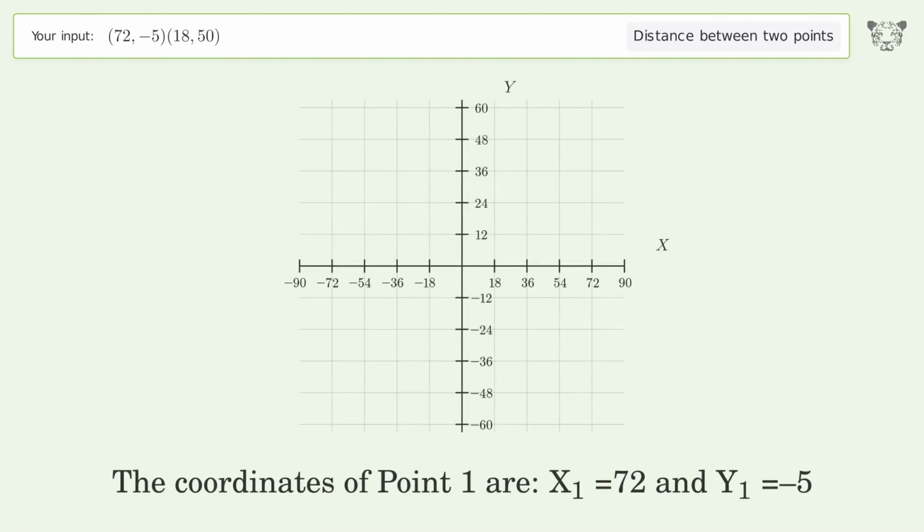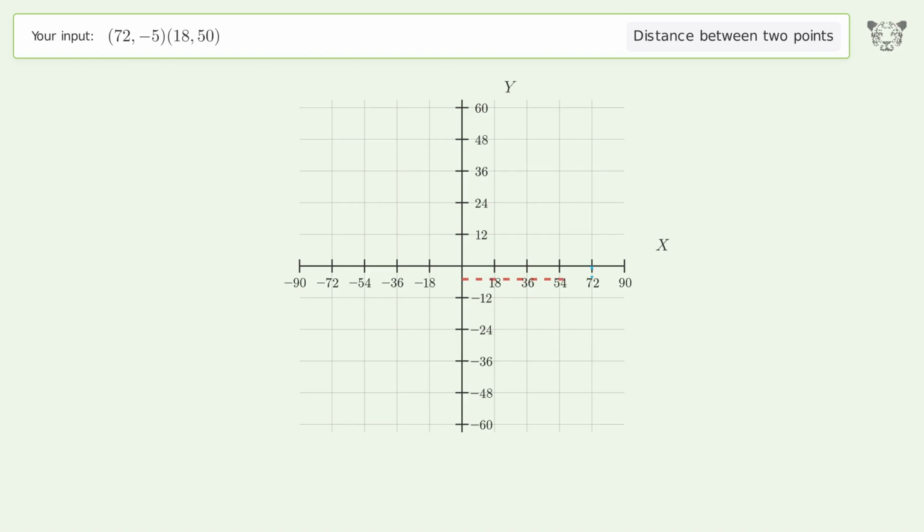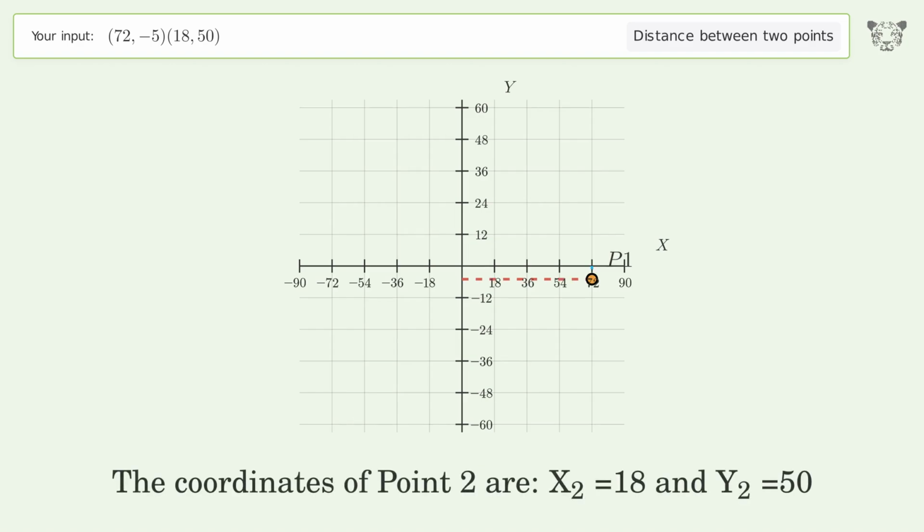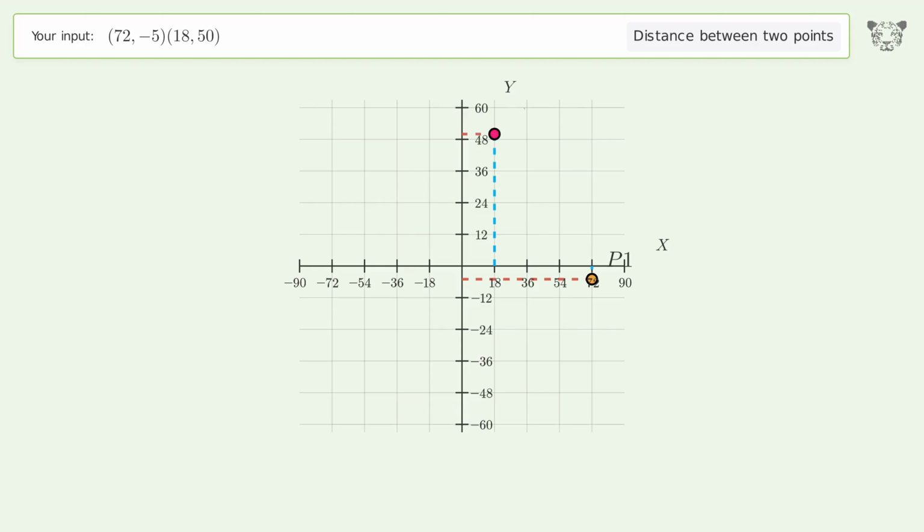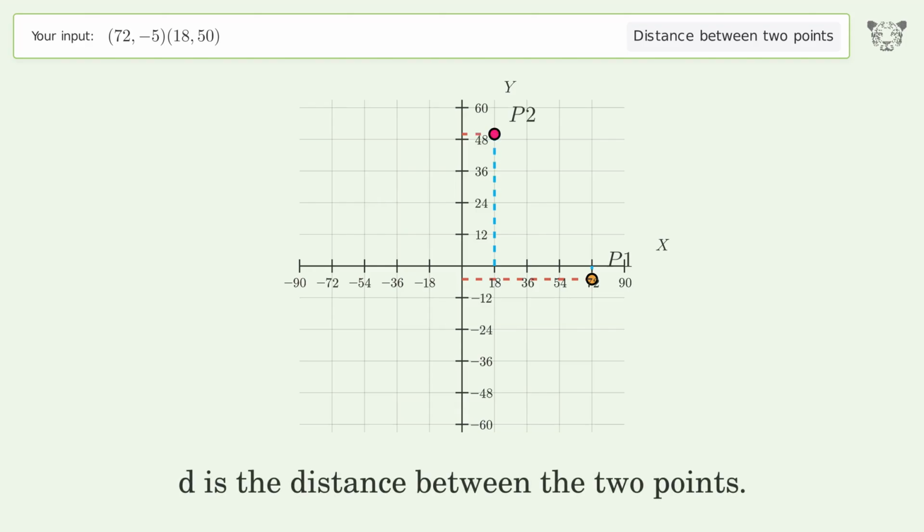The coordinates of point 1 are x1 equals 72 and y1 equals -5. The coordinates of point 2 are x2 equals 18 and y2 equals 50. D is the distance between the 2 points.